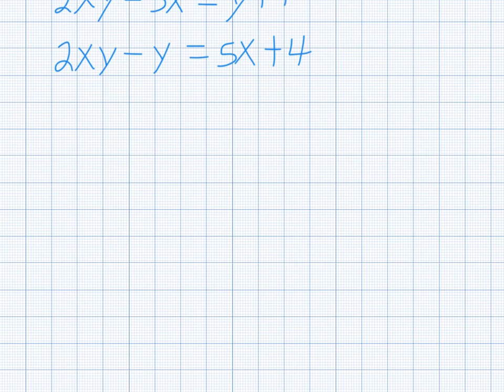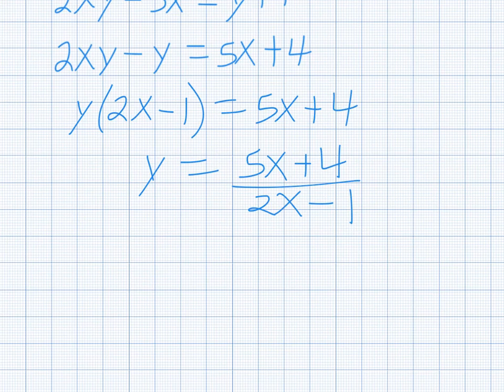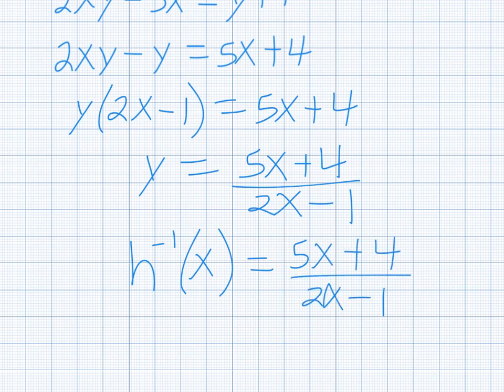And then I can factor out a y out of that, and so that becomes y times 2x minus 1 is equal to 5x plus 4. Then I can divide both sides by 2x minus 1, and that is y is equal to 5x plus 4 over 2x minus 1. So therefore, my h inverse of x is equal to 5x plus 4 over 2x minus 1. And done.